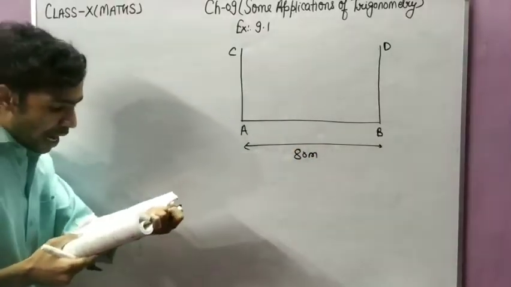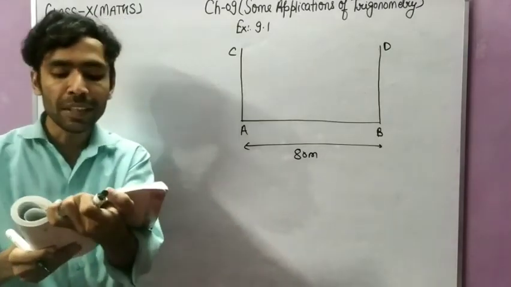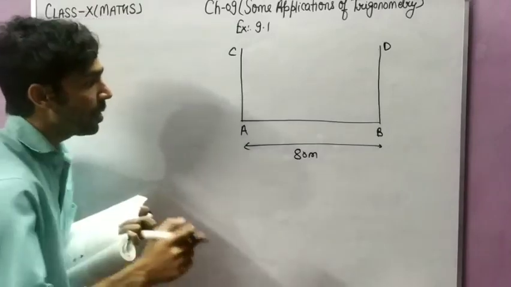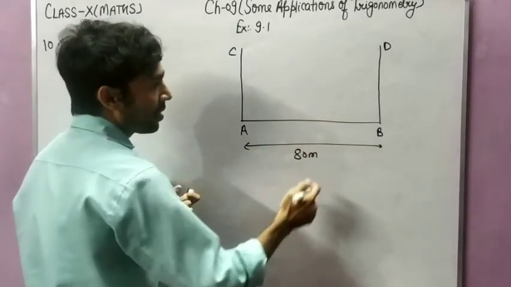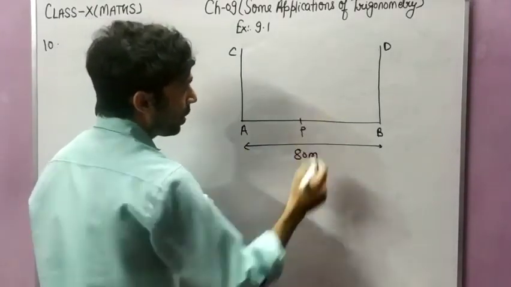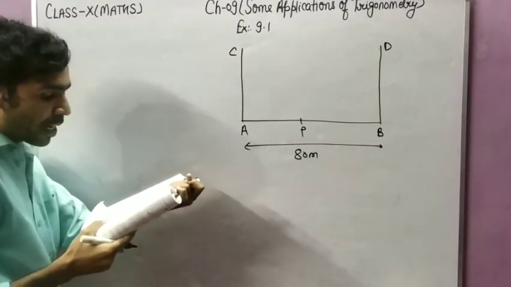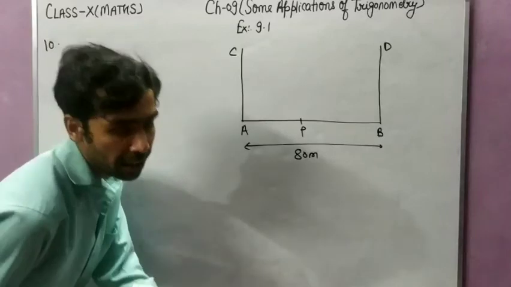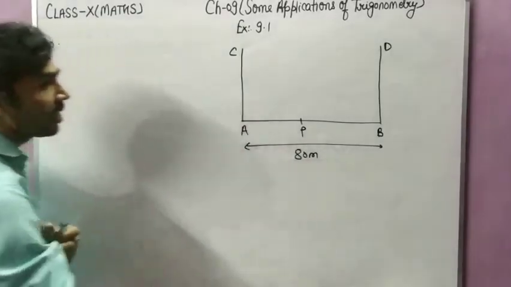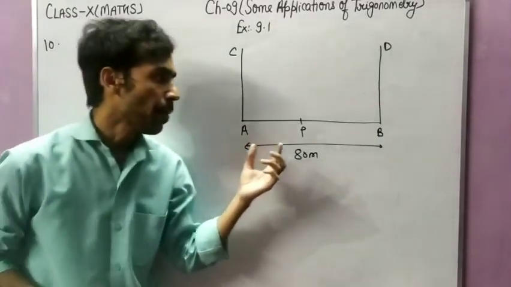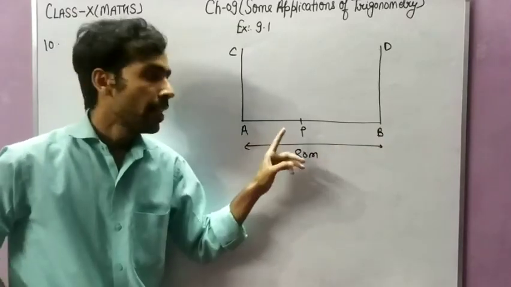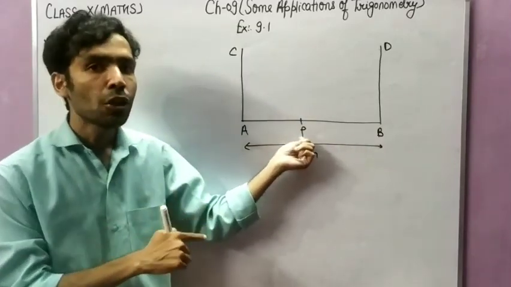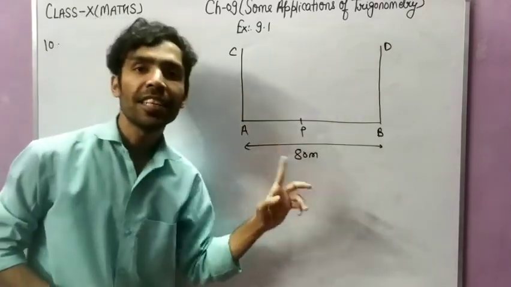After that, student, from a point between them on the road, means between A and B there is a point. Suppose here is the point P. The angle of elevation of the top of the poles are 60 degrees and 30 degrees. So between AB there is a point P, and from this point the angle of elevation of the top of the poles is 60 degrees and 30 degrees.